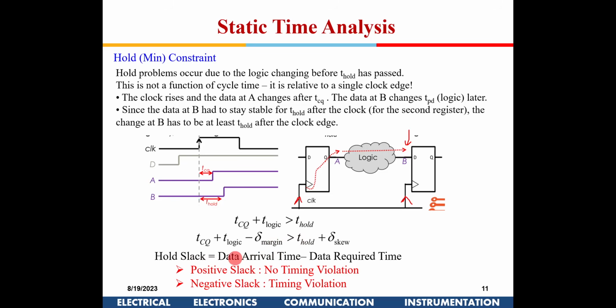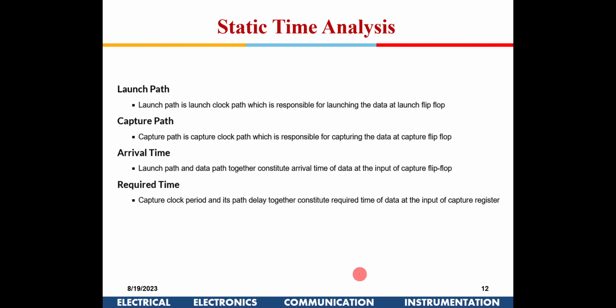So now again, data arrival time minus data required time will give the hold slack. Positive slack, you have to check for positive slack, that means it is fine. Negative slack means there is a timing violation. How to compute these two slacks will be clear with one example which I will discuss.